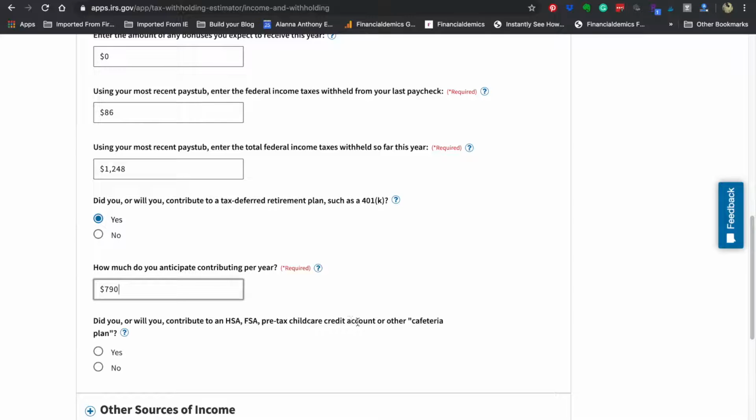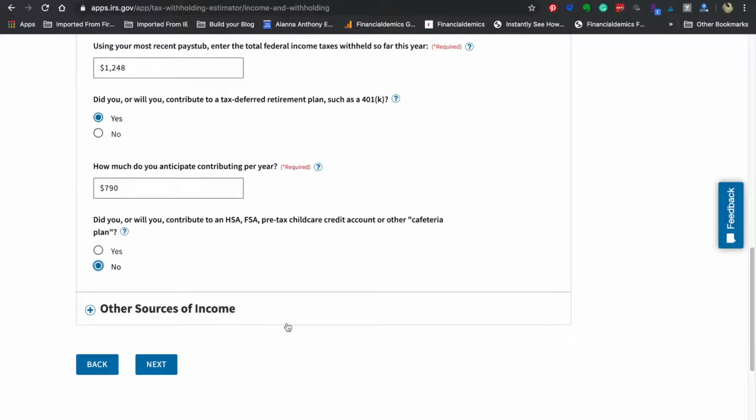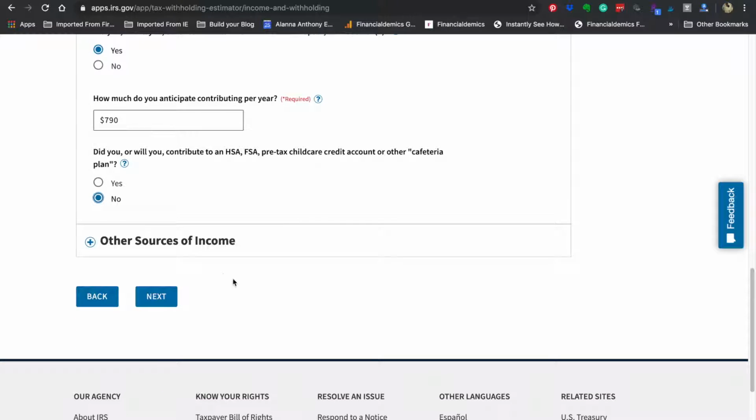And it also asks, did you or will you contribute to a health savings account, a flexible savings account, or a pre-tax child care account, or other cafeteria plan? This person did not. So if you have a health savings account, flexible savings account, or flexible dependent care account, those are things where you can contribute pre-tax out of your paycheck. So if you have those, make sure you know how much you're going to contribute for the year.